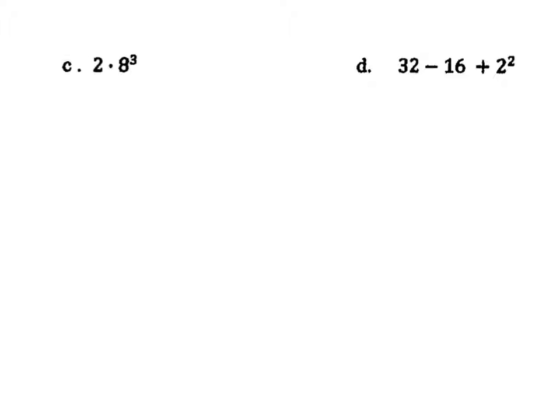Okay, 512. 2 times 512. Okay? Then I'm doing 512 twice, or I'm doing 512 plus 512. So what'd you get? 1,024. Perfect. Moving on to D.